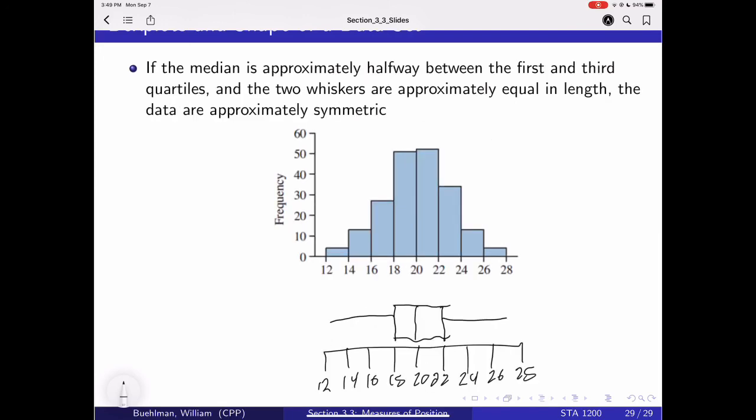If the median is approximately halfway between the first and the third quartiles, and the two whiskers are approximately equal, the data is approximately symmetric. So remember, if we have kind of this bell shape-ish, we have that it's approximately symmetric, and here is what a sample box plot would look like.